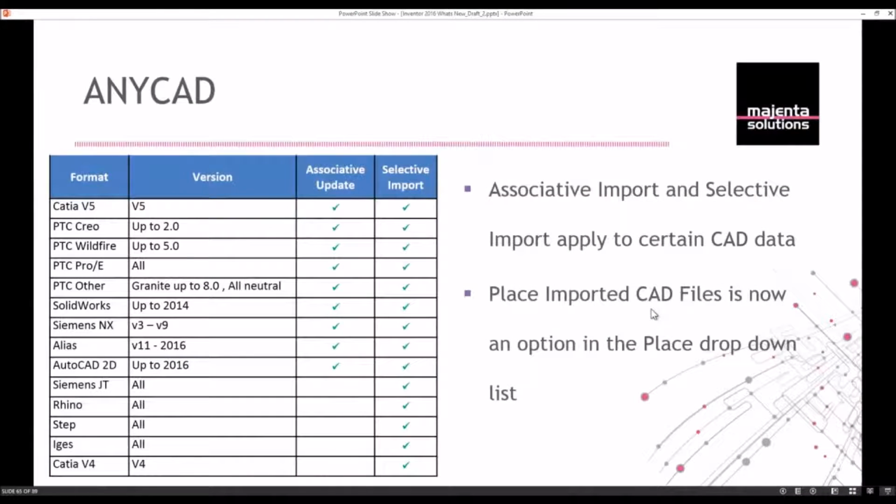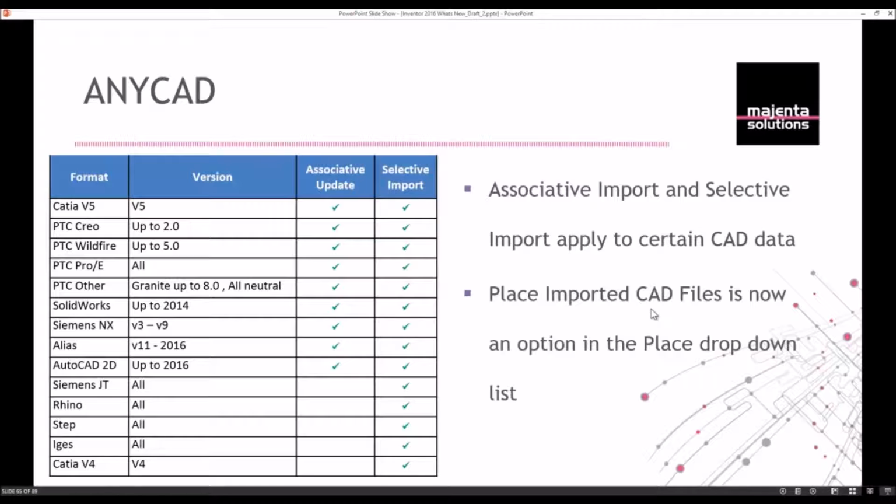As far as AnyCAD is concerned, this is the first implementation of this into the software, so there are going to be a few things about it that you need to be aware of. As far as an associative update is concerned, these are the files that Inventor will work with in terms of being able to associatively update. In other words, if the CAD data changes in the native system, this is what will update within Inventor.